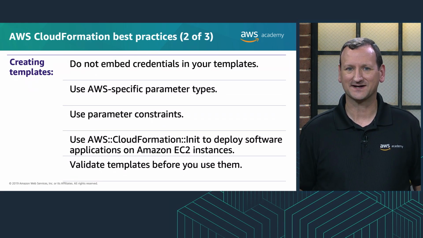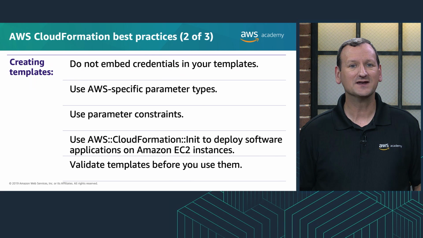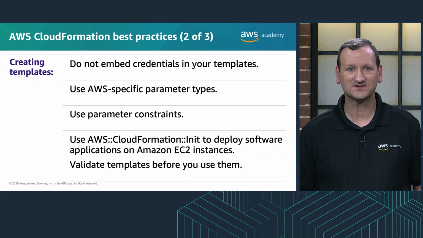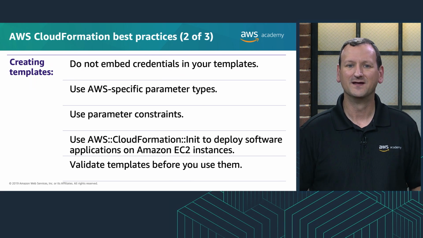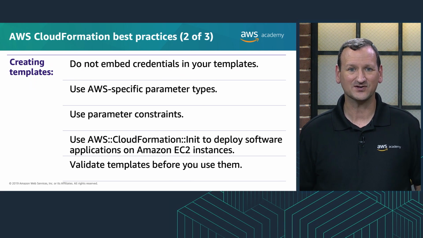Here are some of the best practices for creating AWS CloudFormation templates. Avoid embedding credentials in your templates. Instead, use input parameters to pass information when you create or update a stack. By using parameter types that are specific to CloudFormation, you can quickly confirm values before resources are created. If you use parameter constraints, you can describe allowed input values so that CloudFormation catches any invalid values before it creates a stack.